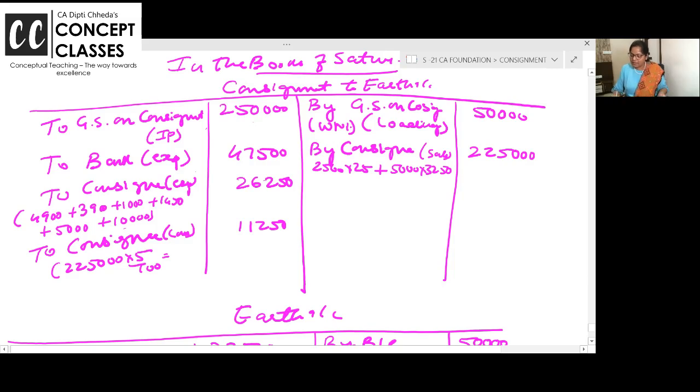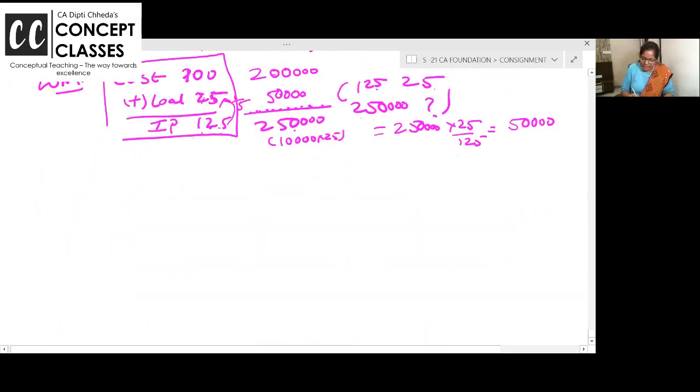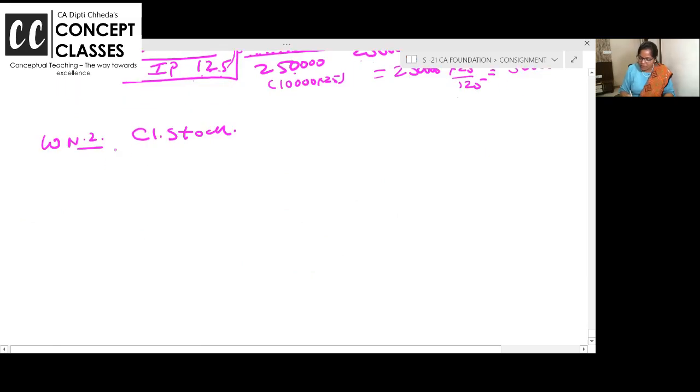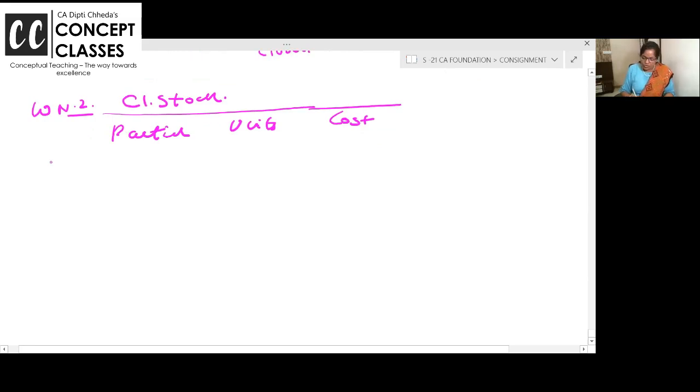बस that's it. So it's time now to calculate the closing stock because we have sent 10,000 units. Out of that, 7,500 units are sold and there is no normal loss, no abnormal loss. कुछ भी नहीं है. Normal loss means reduce the quantity. Abnormal loss means quantity cost दोनों reduce करो. Now closing stock. Closing stock, our routine method, particular, units, cost. It's a foolproof method. Chalo.